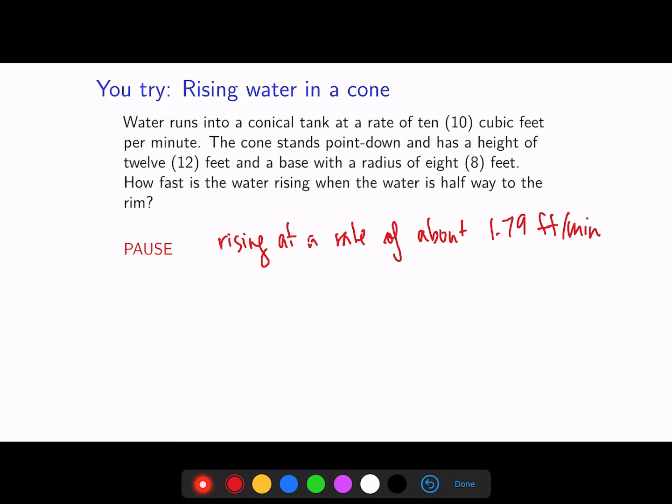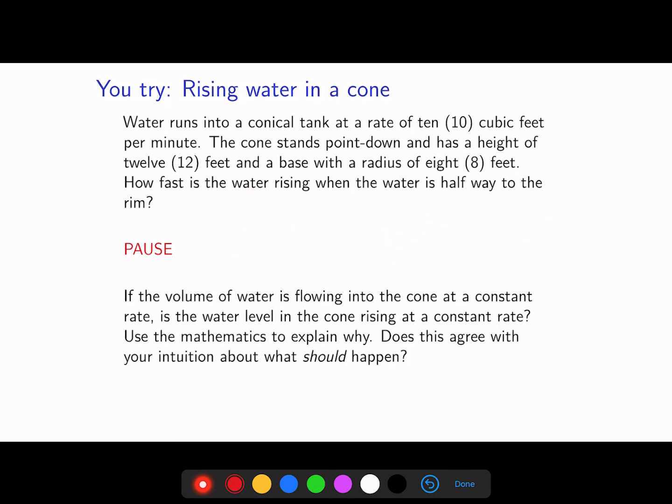Now, something else for you to think about. If the volume of water is flowing into the cone at a constant rate, is the water level in the cone rising at a constant rate? You should have an intuition about this from your lived life. So it's good to think about that for a second. What do you expect to happen?